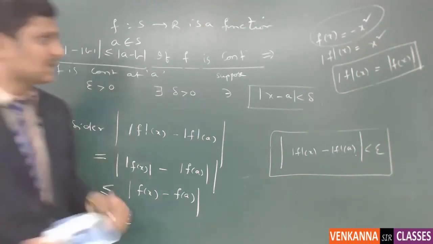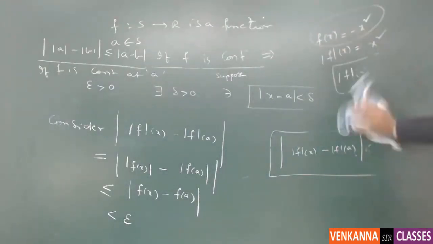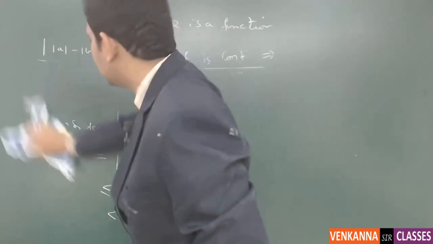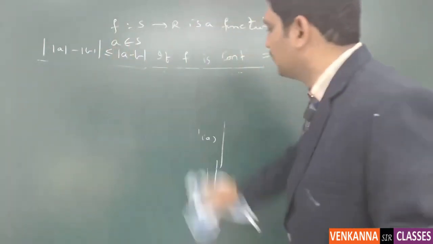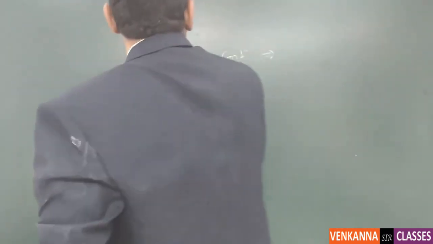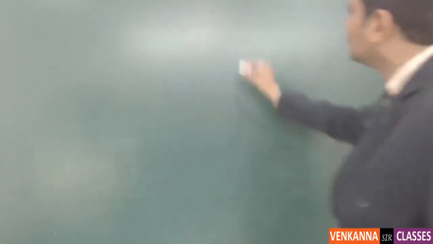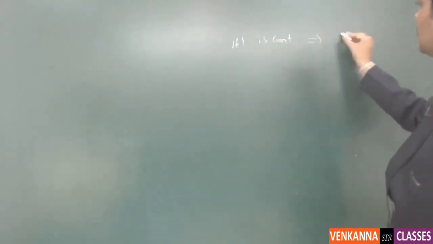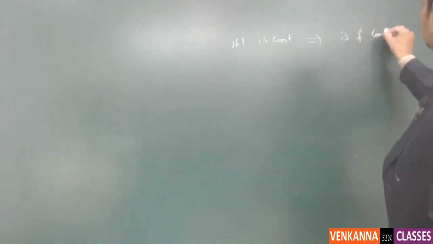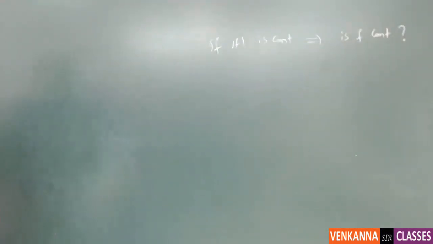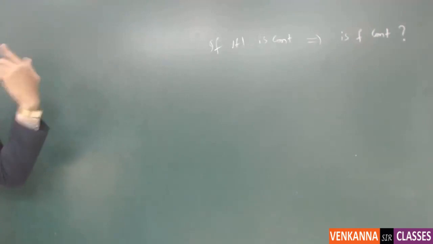Fine. Now, in this context, one interesting thing is there. Here we have proved that if the function is continuous, its modulus is continuous. So what about the opposite case? It means that if mod f is continuous, is f continuous? That was the question here. Earlier you proved it one way, now you are coming from the other way round.